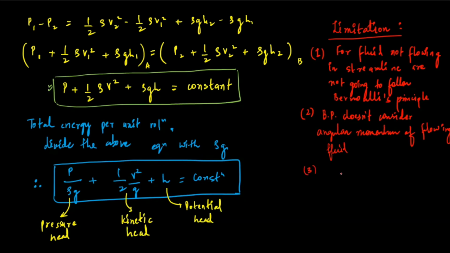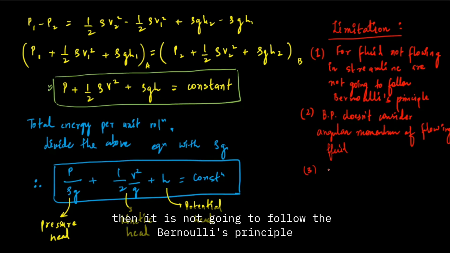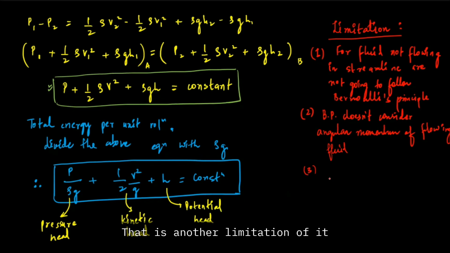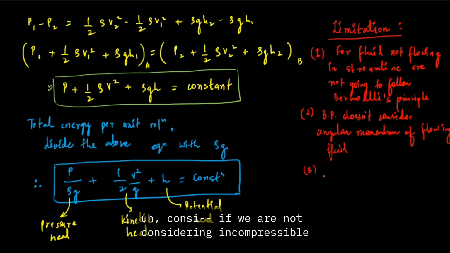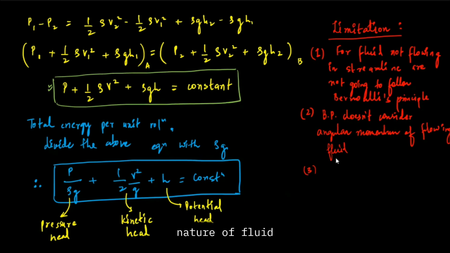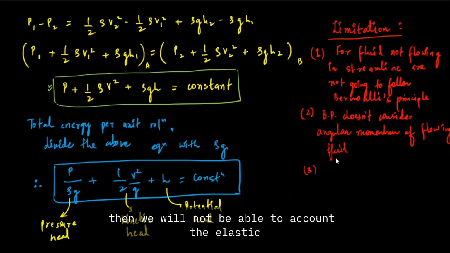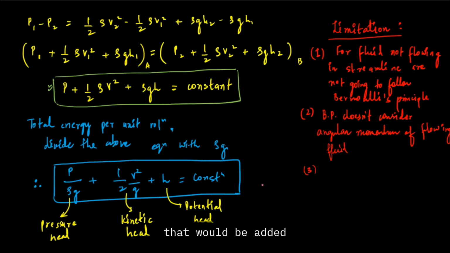Second thing, Bernoulli's principle is only applicable to incompressible fluid. If fluid is compressible, then it is not going to follow the Bernoulli's principle. That is another limitation of it. Because if we are not considering incompressible nature of fluid, then we will not be able to account the elastic energy of the fluid. So here there will be another energy head that would be added if the fluid is compressible.